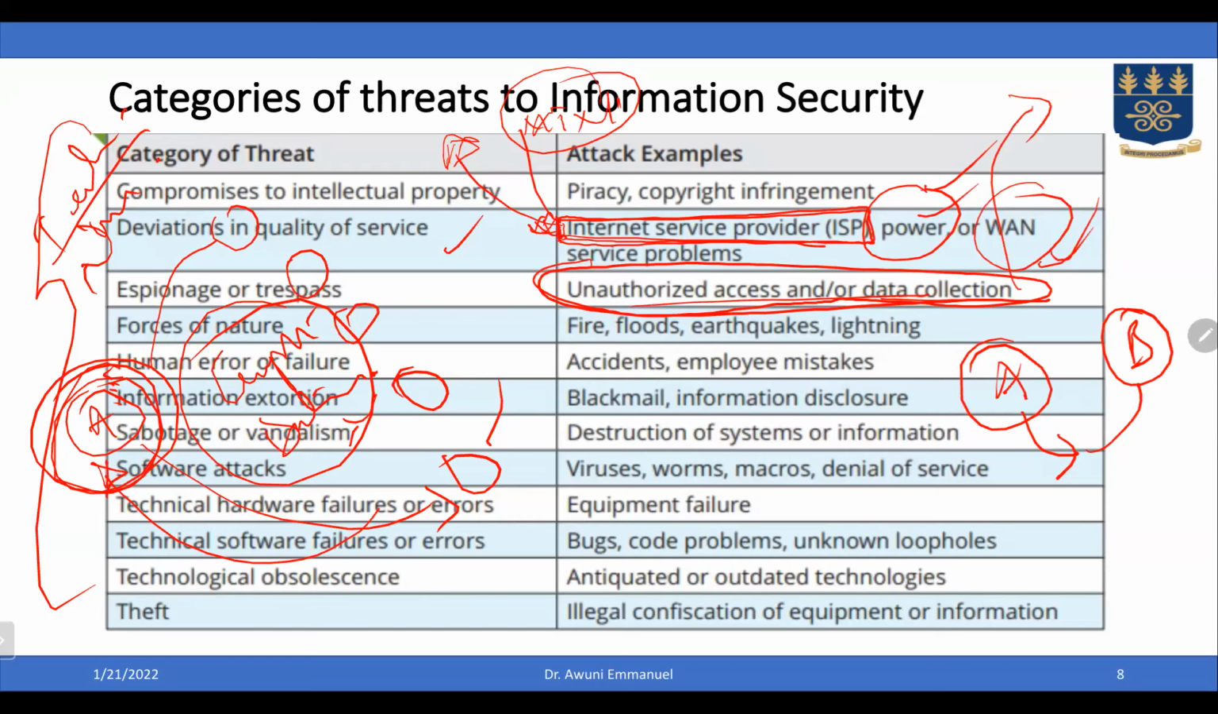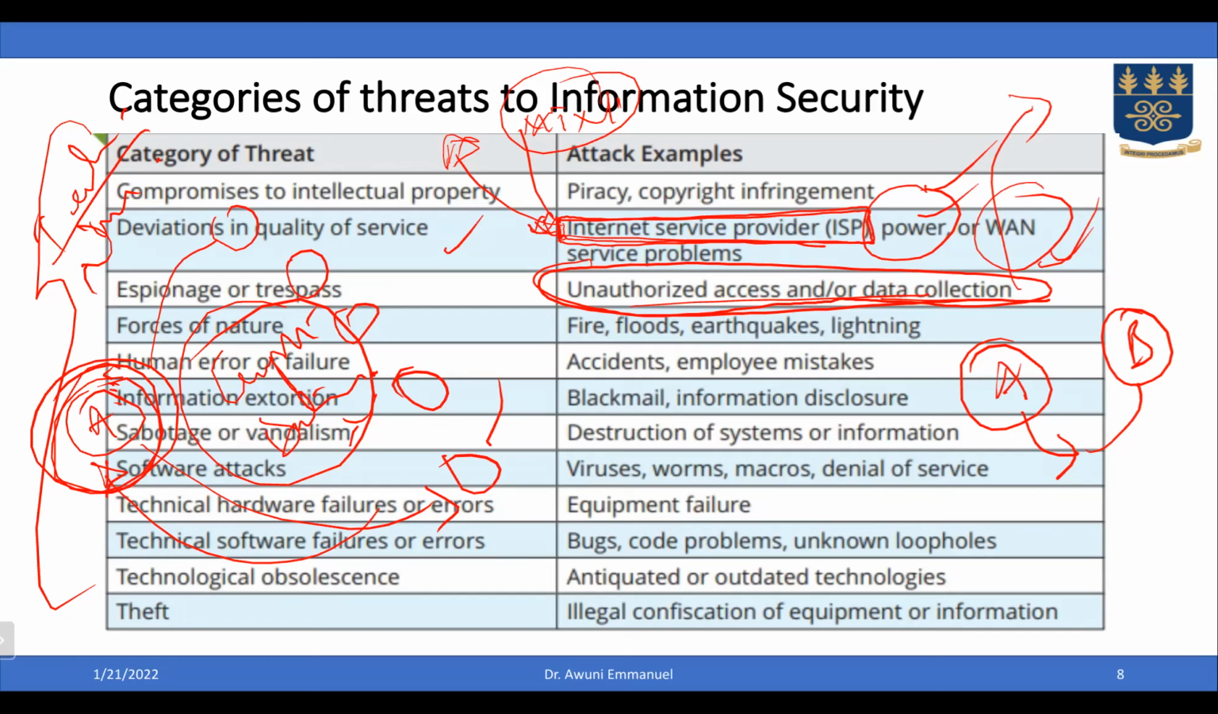Then we also have forces of nature, like fire, floods, earthquakes, and lightning. This is another threat, which is common, and I don't even need to throw more light on it. Then there is human error or failure. Accidents can occur, and employees make mistakes. An employee can decide to write down his credentials. Maybe he has a password and username that he uses to access the organizational system, and he writes it on a paper and keeps it in his or her wallet. Mistakenly, maybe he loses the wallet. Those credentials can be used to access the organizational asset. That is a mistake, so that's also another threat.